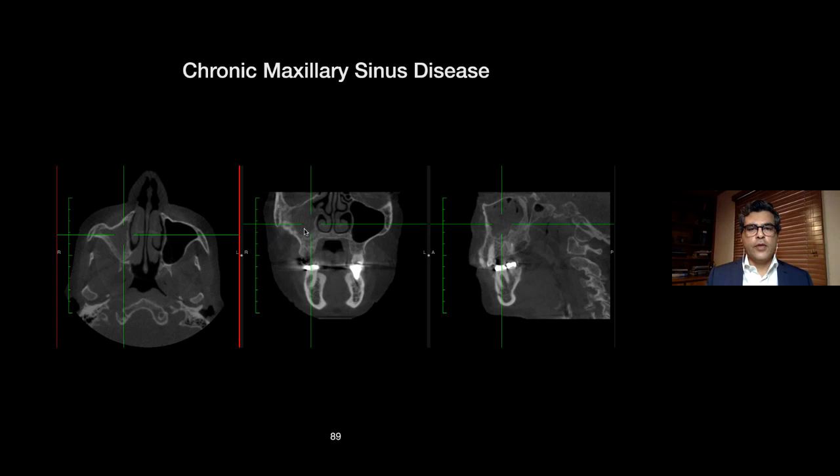And there's some air accumulation in the sinus here as well. If you compare the posterior sinus wall here, this is normal. And this has become thickened. The bone has become sclerosed in response to chronic infection in the sinus. The medial wall is also thickened. The anterior wall is also thickened. This is a chronic maxillary sinusitis, and this patient needs to be referred to an ENT specialist.